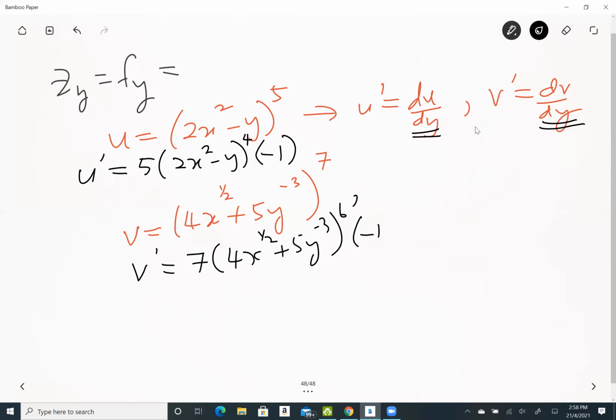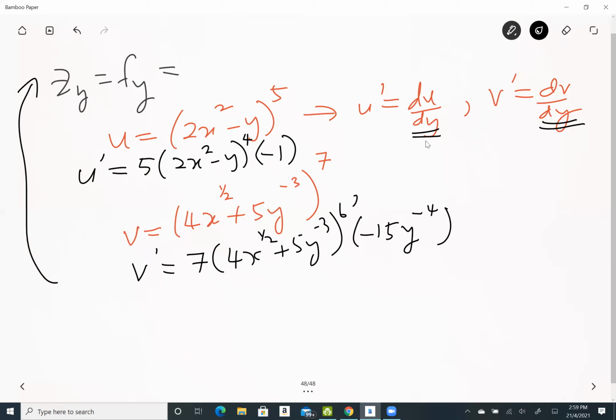-15. Y to the power of not 2. You got -3, take away 1, -3 minus 1. It's not -2, it's -4. -2 means you plus 1. So I got v prime, I got u prime. Okay, now put into the formula.